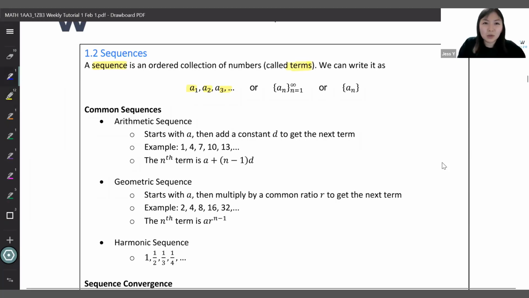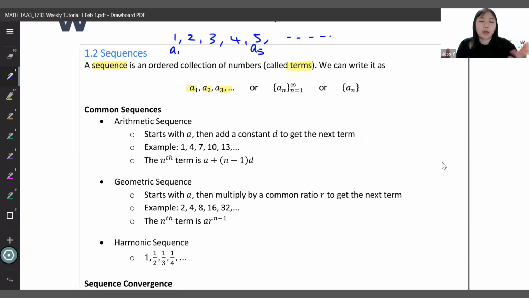The most basic sequence that we all know, we actually learned it way back when we were a kid, is counting. We have 1, 2, 3, 4, 5, counting the numbers, the positive integers. That is a sequence because it's just a collection of numbers. And each of these things is called a term. So this first one is called A1, the first term. This one is A5 and so on, okay?